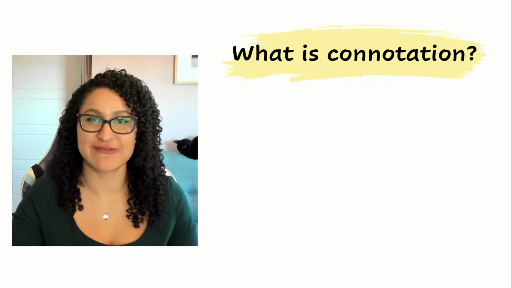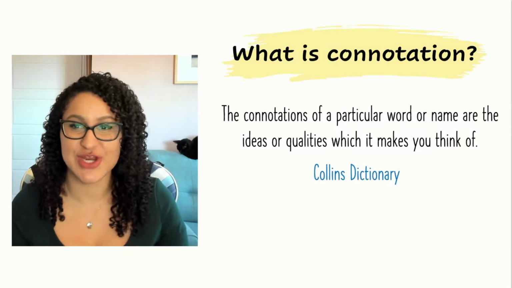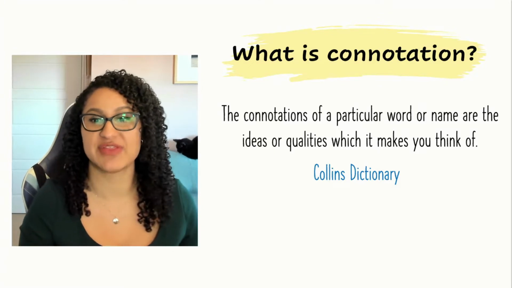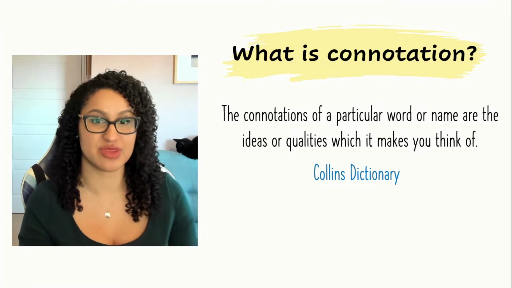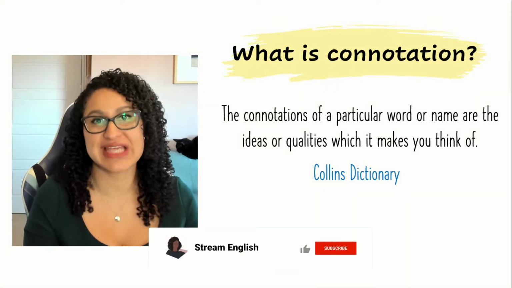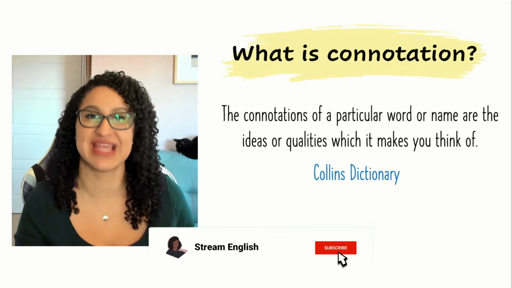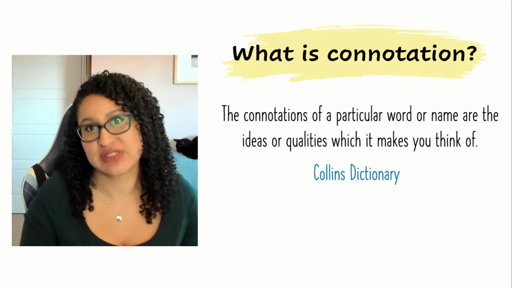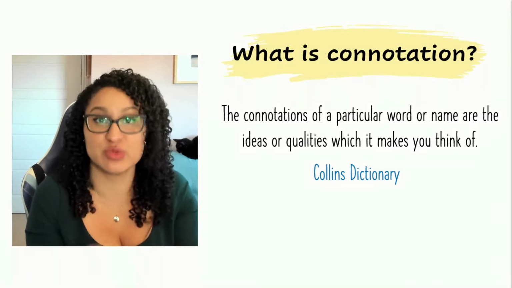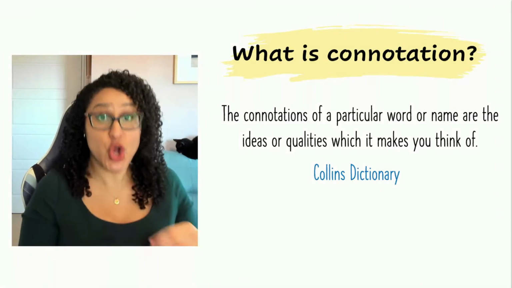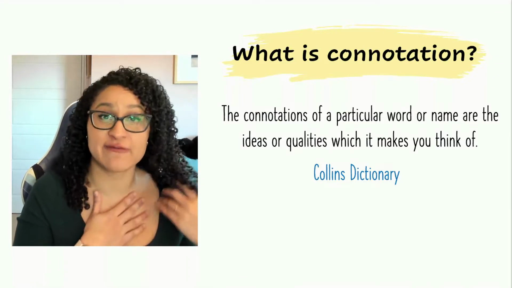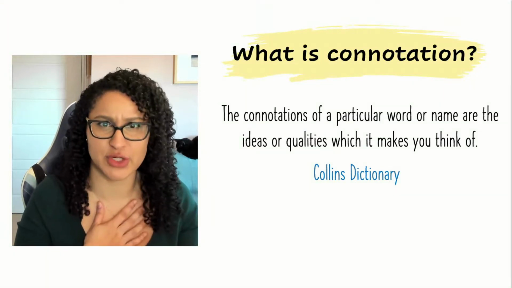So let's do this. I'm using my usual favourite dictionary for the definition today, and Collins Dictionary defines connotation as: the connotations of a particular word or name are the ideas or qualities which it makes you think of. Now, the key to connotation is that it is different from the denotation or the definition of a word. The denotation or definition of a word is what the dictionary would say that word meant. The connotations are like the secondary meanings that we infer from it. Check out my video on what is inference if you don't know what I mean by that.